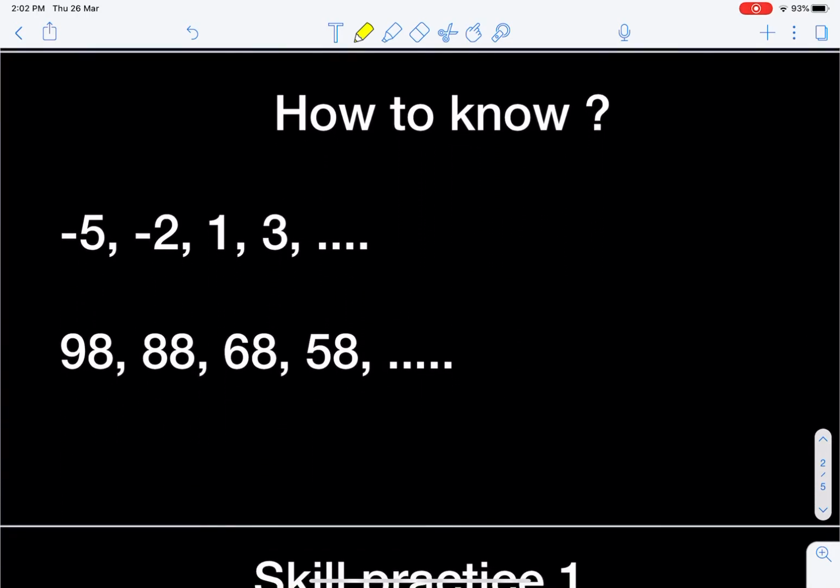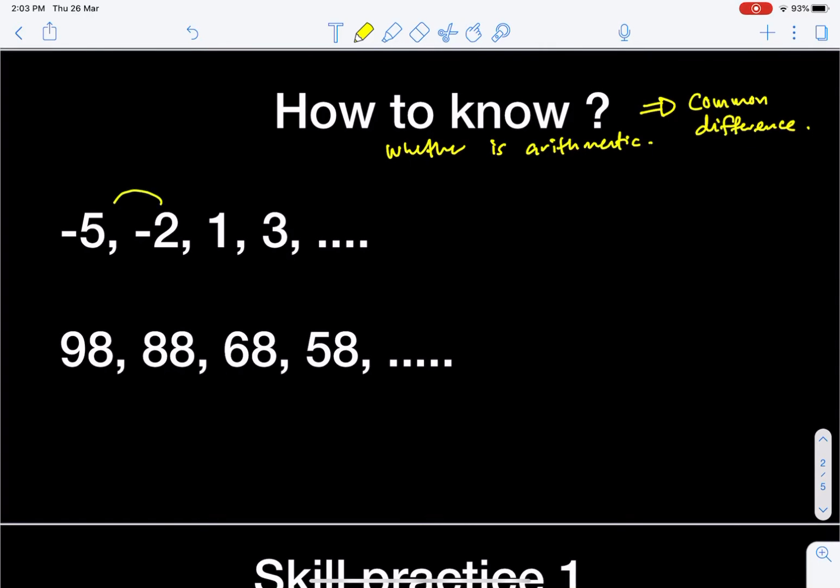Okay, next. The important part here. How to know whether the sequence is actually arithmetic? Just now, I have mentioned that the most important characteristic is that the sequence needs to have a common difference in order to say that it is an arithmetic progression. So we need to check the difference between each of the figures.